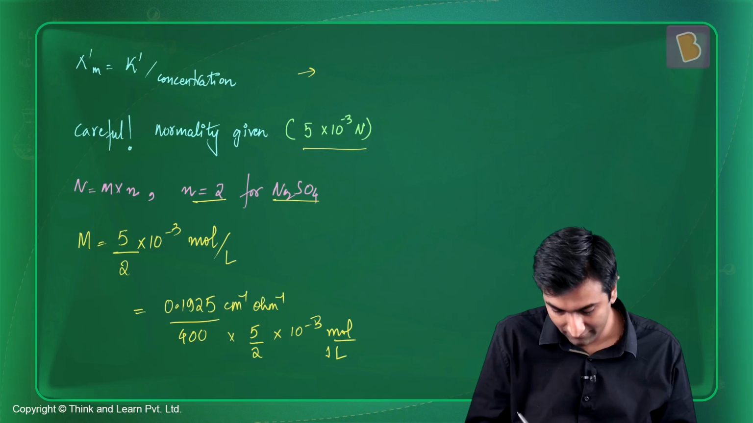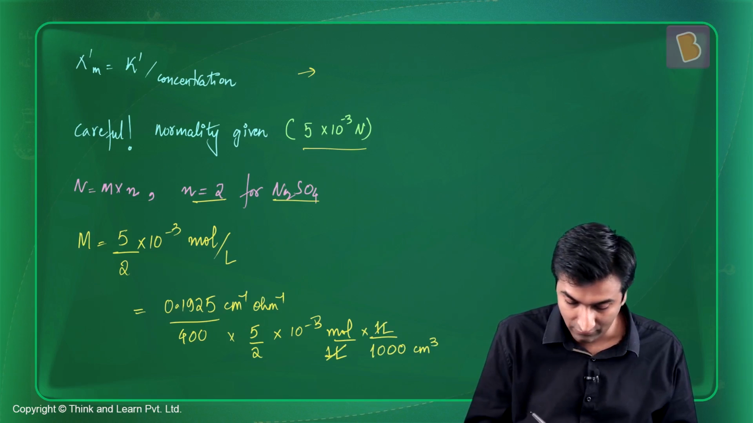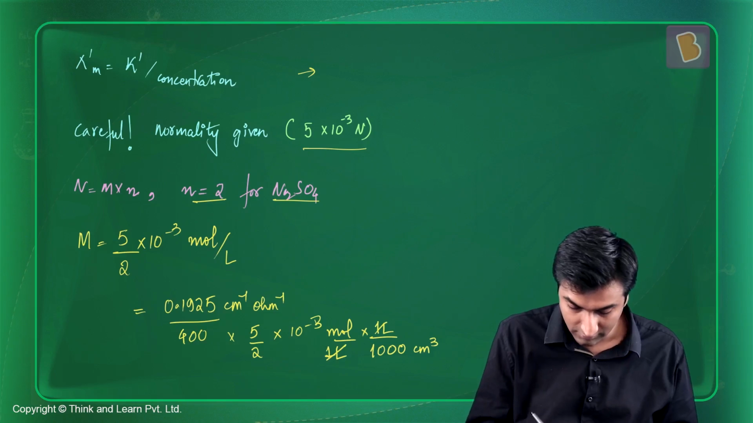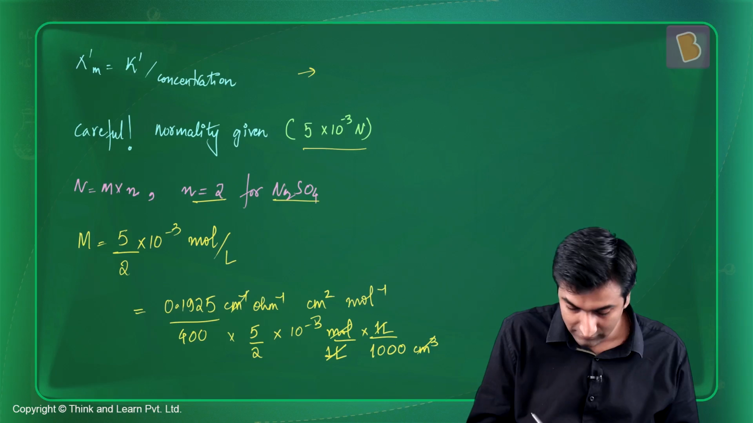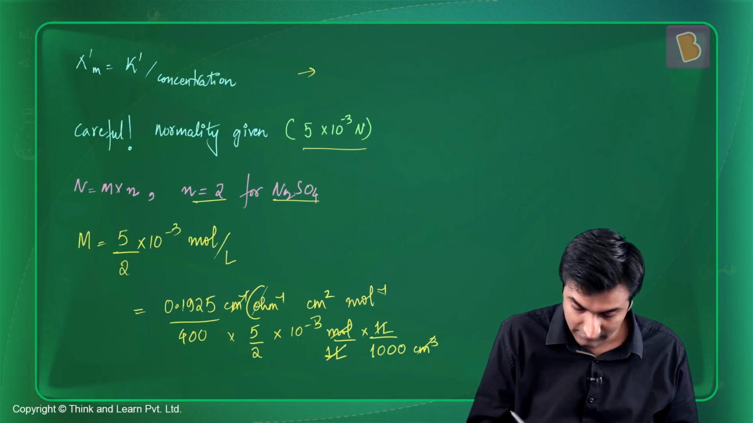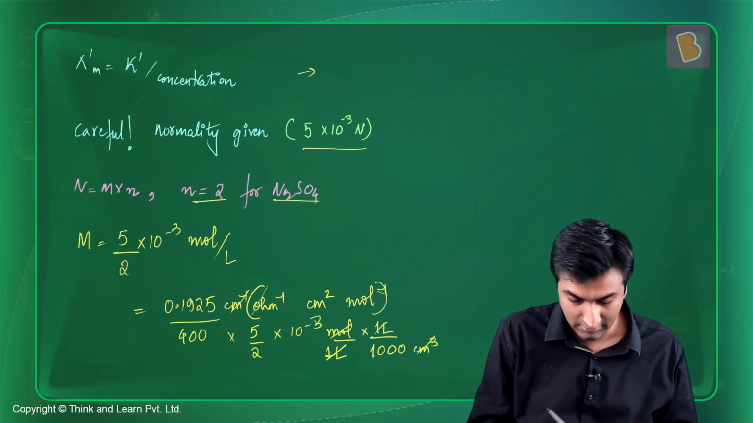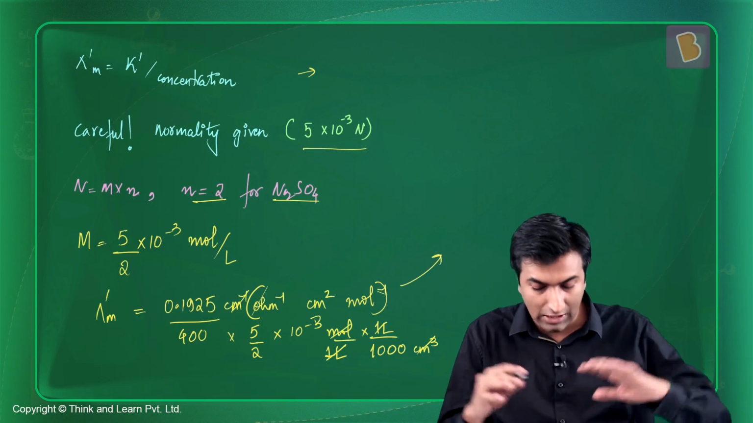Now I'm doing the same thing I've done in the previous question. I'm just getting rid of the liters. I don't need that. I need stuff in centimeters, right? Because that's the unit I have over here. If I cancel this out, this comes here, this goes here, so it just becomes centimeter square. And if I write this on top, this becomes mole inverse. So this entire thing here is basically the unit of lambda m. So this is just a way to check if what I'm doing is right or not, if I've accounted for everything.